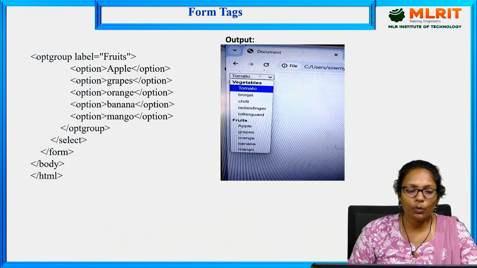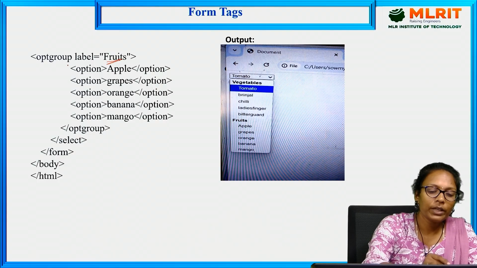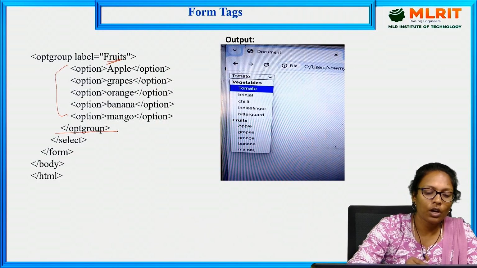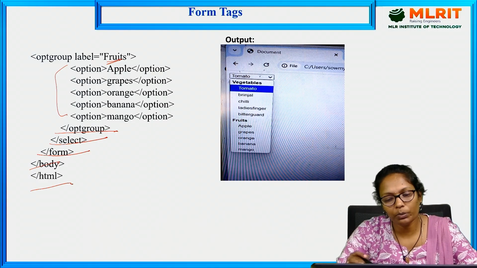And next I am opening another optgroup for the fruits also. After opening, I'm adding a set of options. I'm closing the option group, closing the select tag, and closing the form tag, body tag, and HTML tag. And now if you see the output, this is the output.